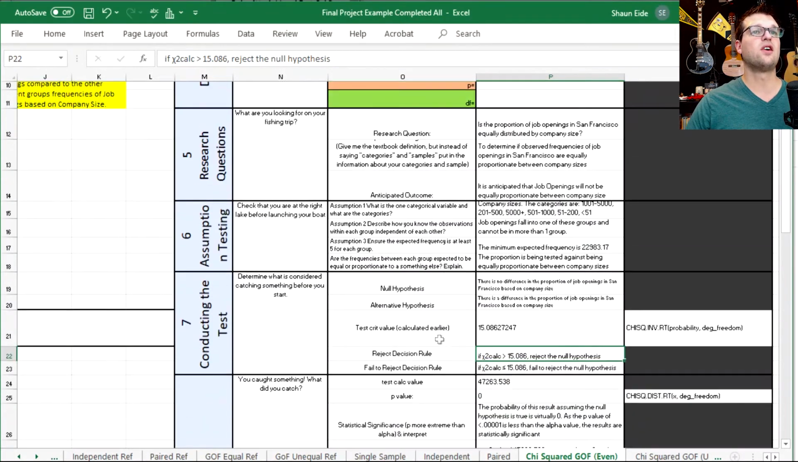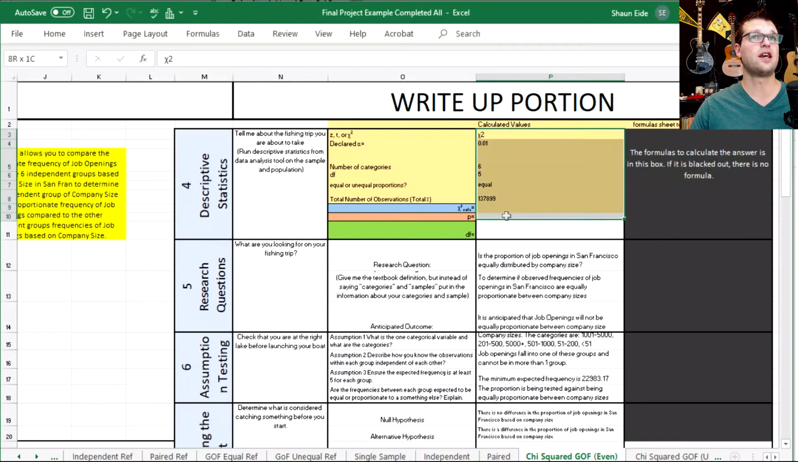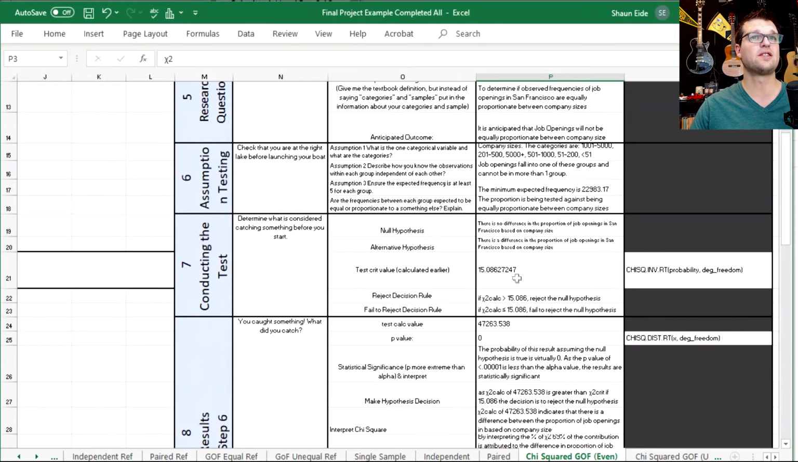And right away, it gives us our test critical value. A chi-square distribution is only ever a right-tailed test. Notice I don't ask you for the tail. The reason why is because it's only a right-tailed test. So if you get a test calculated value greater than this, then you're going to reject the null hypothesis. If you get a test calculated value less than this, then you're going to fail to reject the null hypothesis, which I put right here.